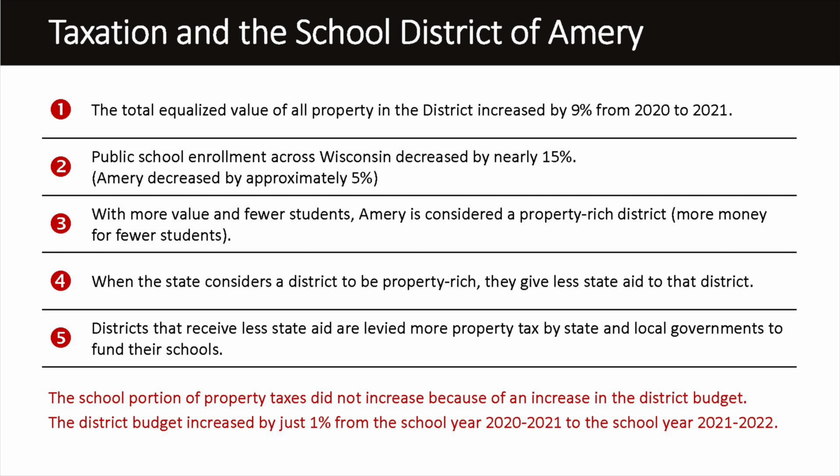What did not occur is that the district budget increased so much that your school portion of property tax increased so much. Our district budget from last school year to this school year went up just 1%. It was technically 1.03%. So that's not the reason that your taxes went up. It's the combination of the factors that you see above, the two most important of which is the equalized value and our enrollment. And again, enrollments went down nearly everywhere.